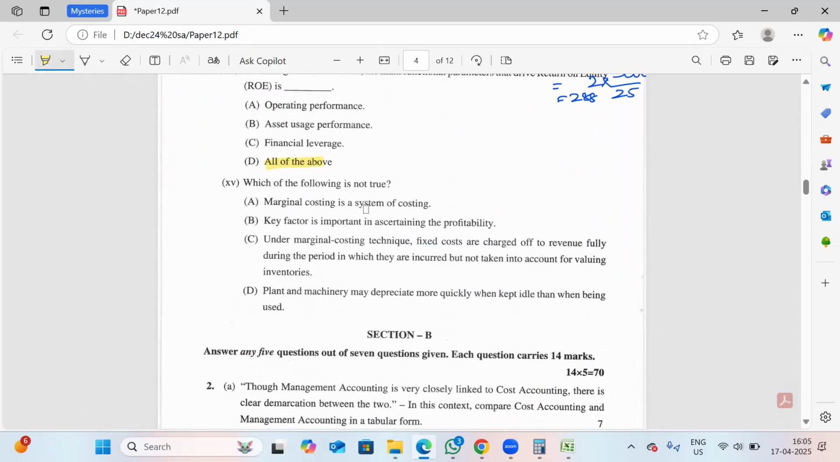Marginal cost is a system of costing. Key factor is important in ascertaining the profitability. So, marginal costing is a technique of costing. It is not a system. So, option A is the right answer.